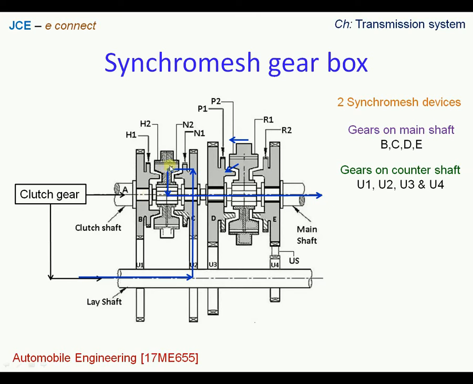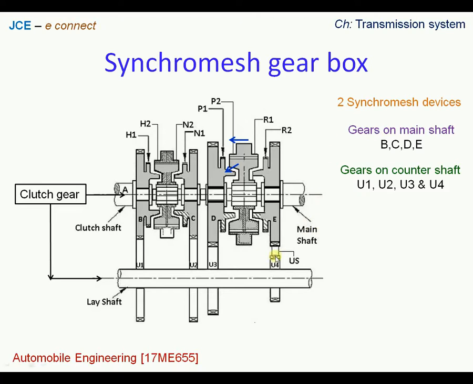Likewise, bringing the Synchromesh device in contact with gear B, we see that the power will flow from the engine to the lay shaft, from the lay shaft to the gear B, from the gear B to the tooth H1, and then to the Synchromesh device, followed by the power transmission to the main shaft. That will be gear number 3.